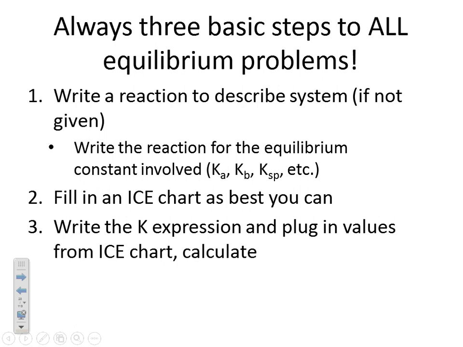First of all, you need to write a reaction if a reaction has not been provided to you. The reaction that you're going to write will depend on the information you've been given. If you've been given a Ka value, you're going to write a Ka reaction, an acid dissociation reaction. If you've been given a Kb value, then you write a base dissociation reaction. If you've been given a Ksp value, then you want to write a solid dissociating into its ions, a solubility product dissociation. So first step, write a reaction.